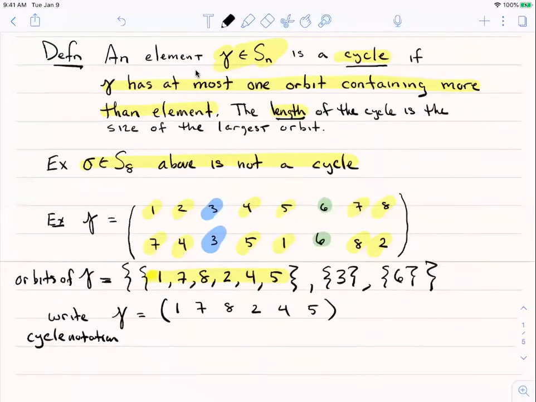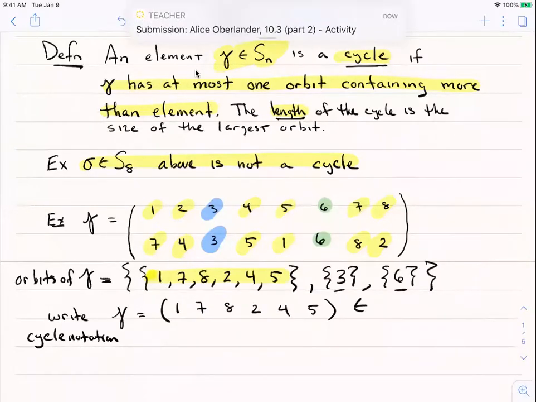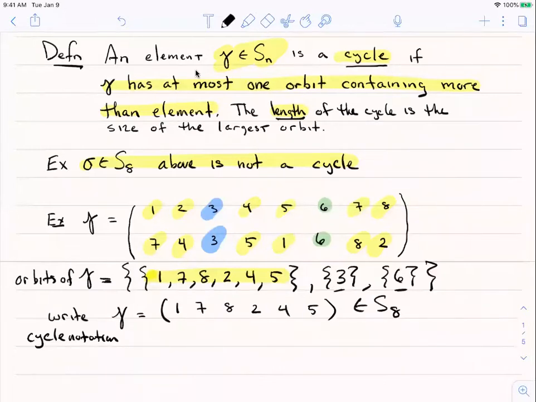Any number that's not there is understood to be fixed, yeah? So the 3 and the 6 are not there. I have to understand which symmetric group this is a part of. It's in S8, because without knowing this 8, I don't know what elements aren't there. But if I know we're in S8 and you show me the numbers 1, 7, 8, 2, 4, and 5, then I know we're missing 3 and 6. So those are the ones that are fixed, okay?